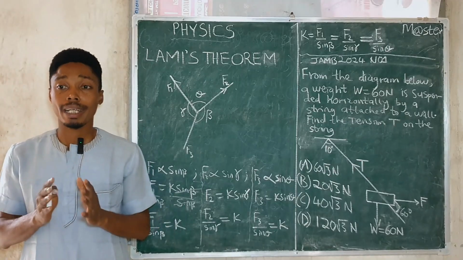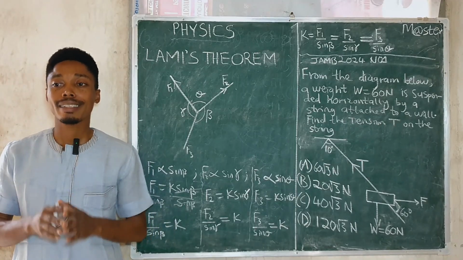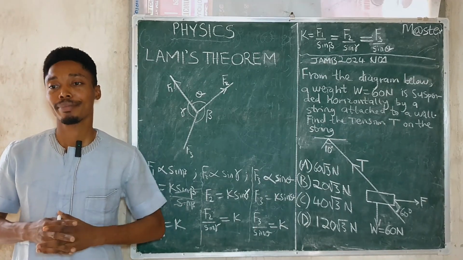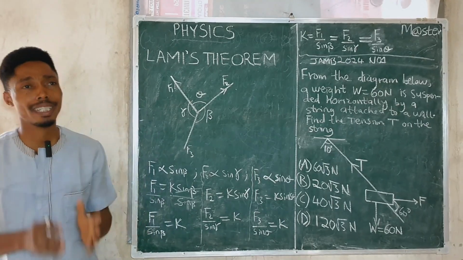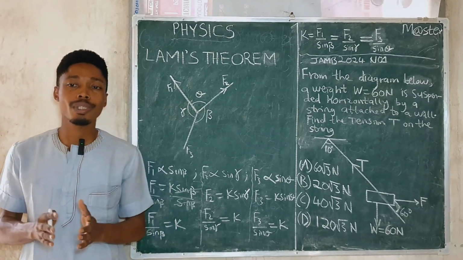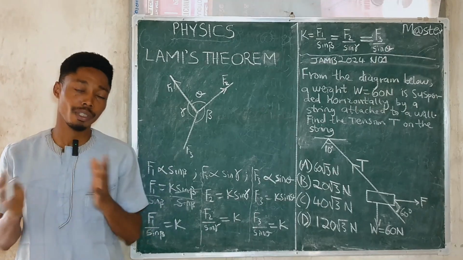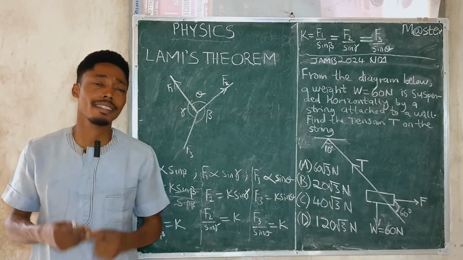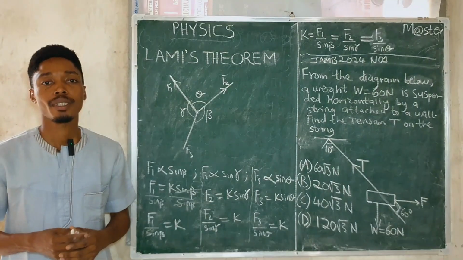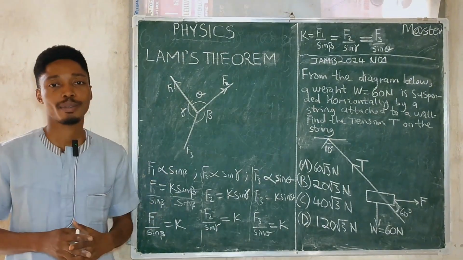If three coplanar forces acting at a point are in equilibrium, then each force is proportional to the sine of the angle between the lines of the action of the other two forces. We are going to be investigating this theorem with a very quick sketch.